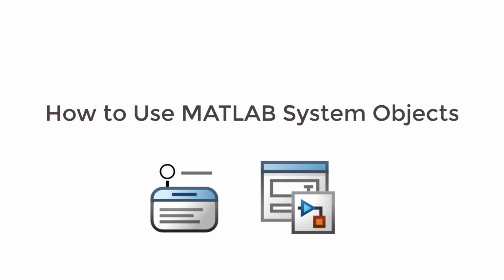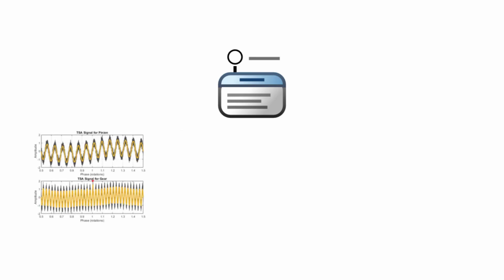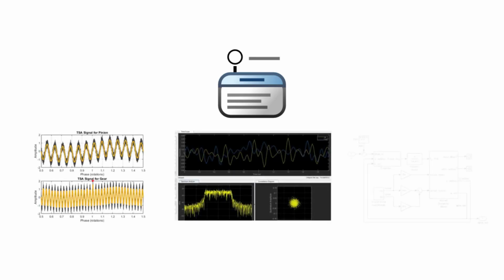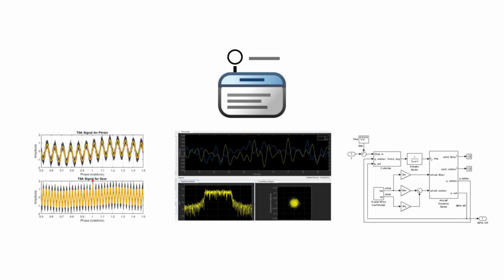In this video, we will cover the basics on how to use MATLAB System Objects. A System Object is a specialized MATLAB object designed specifically for implementing and simulating dynamic systems with inputs that change over time, such as signal processing, communications, and control systems algorithms.